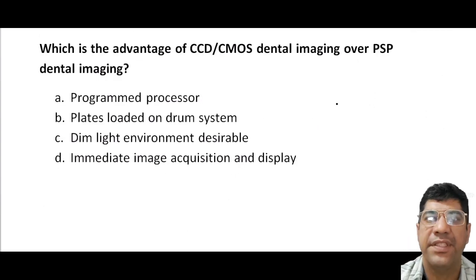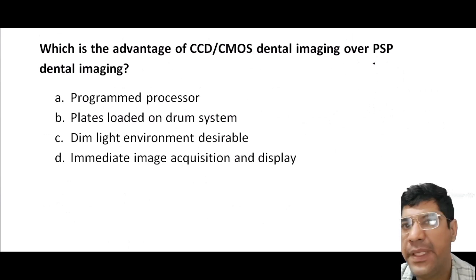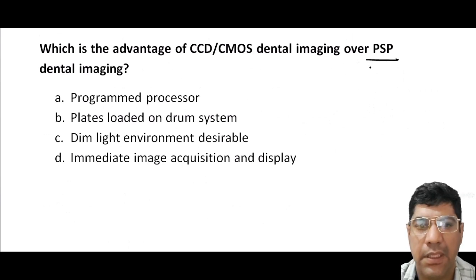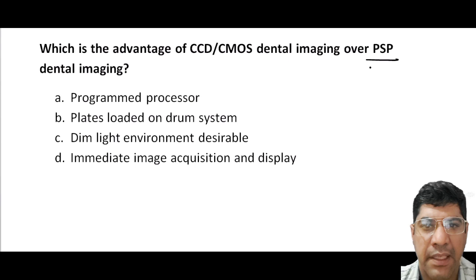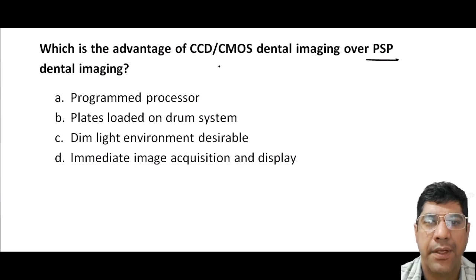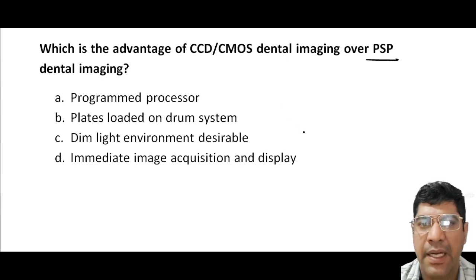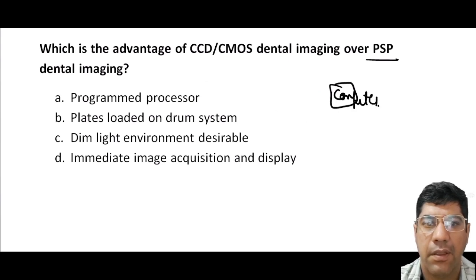What is the advantage of CCD imaging over PSP dental imaging? When a patient undergoes an x-ray in a dental office using a CCD or CMOS sensor, the image is captured electronically and immediately sent to the computer screen. So the dental professional can view and assess the x-ray image for diagnostic purpose.